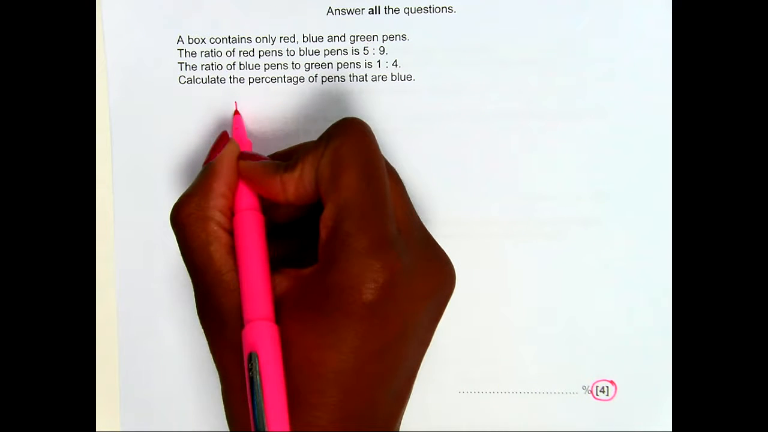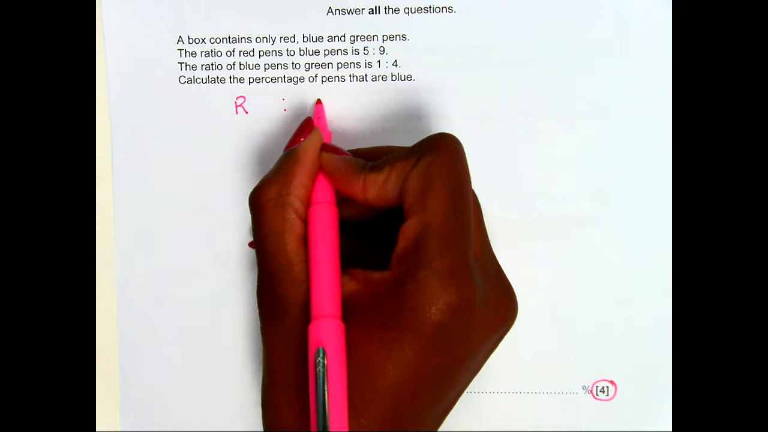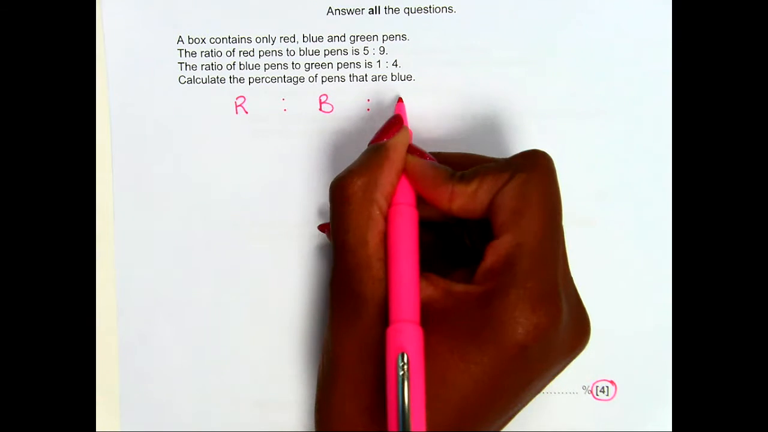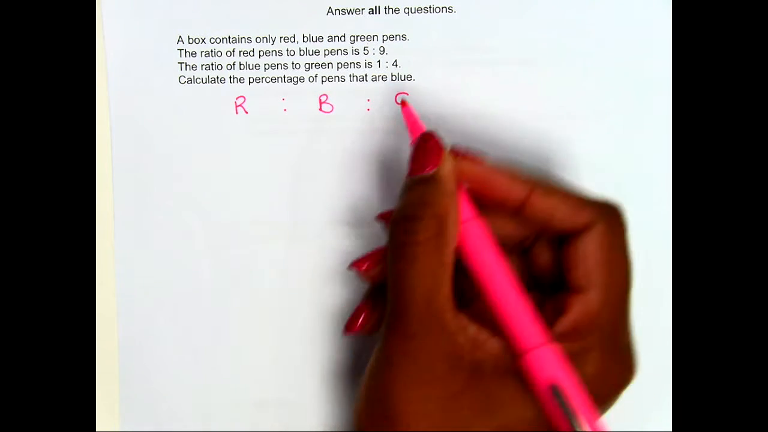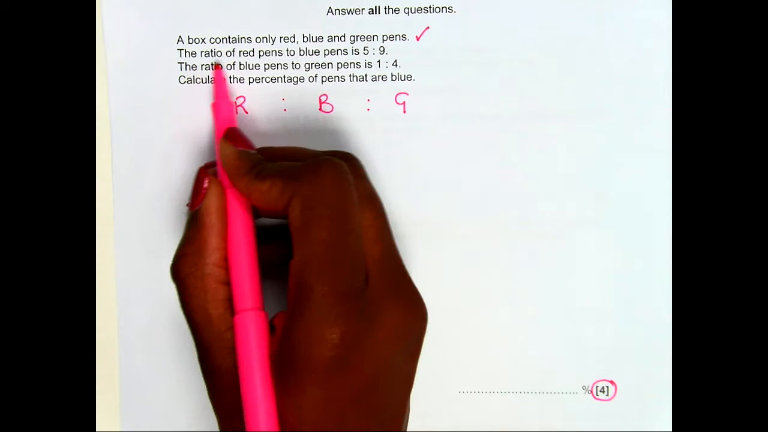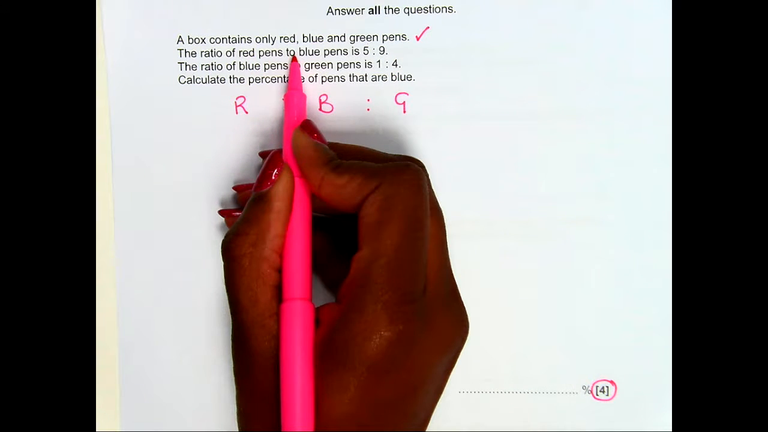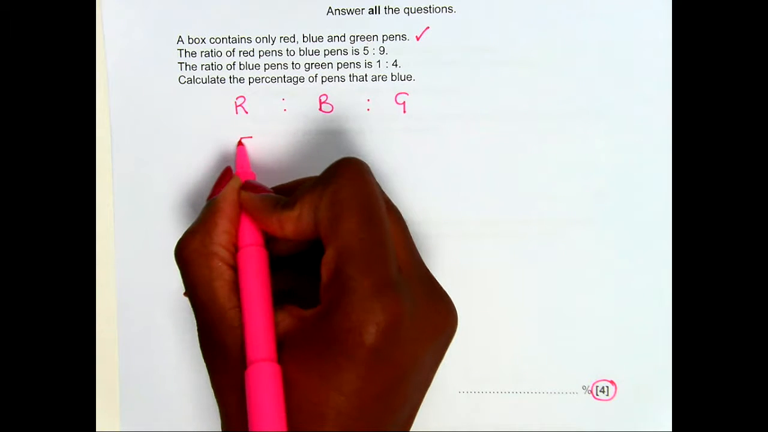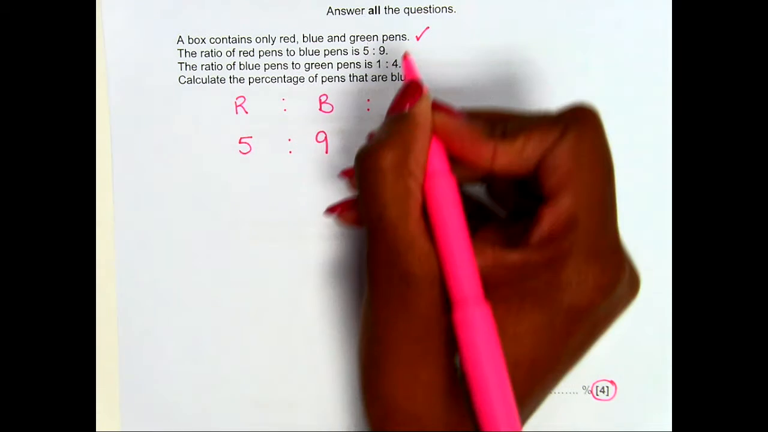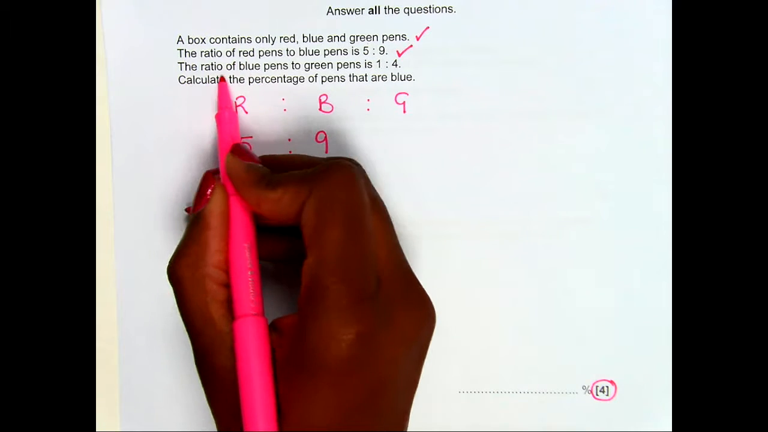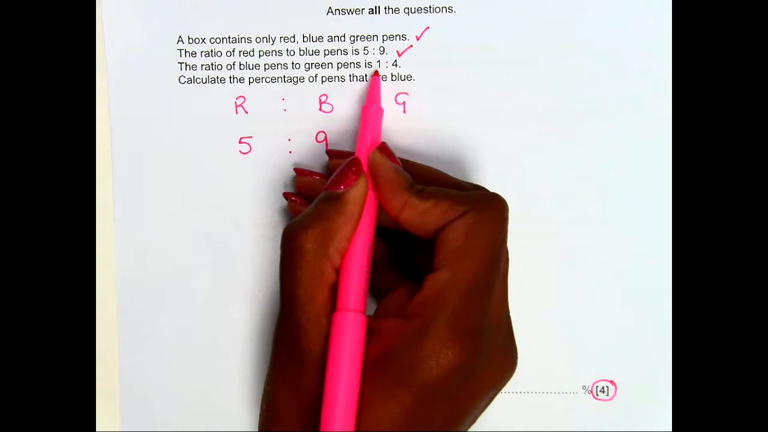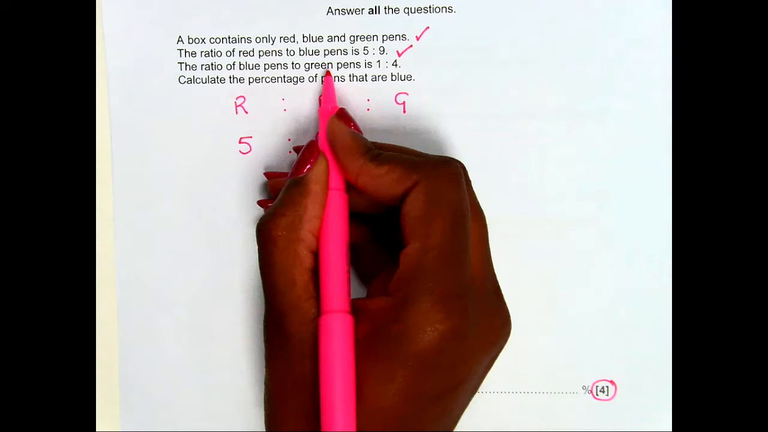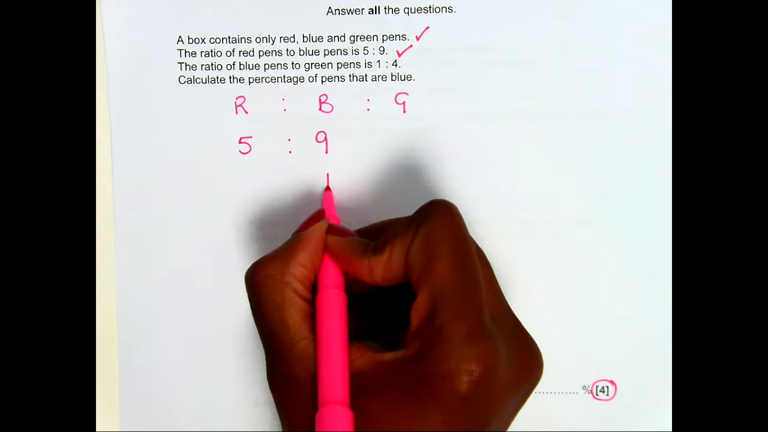So I'm going to put red, blue, and I'm going to put green. Okay, that's the first set of information. The ratio of red pens to blue pens is 5:9. So red to blue is 5 to 9. The ratio of blue pens to green pens is 1:4. So blue to green, 1 to 4.